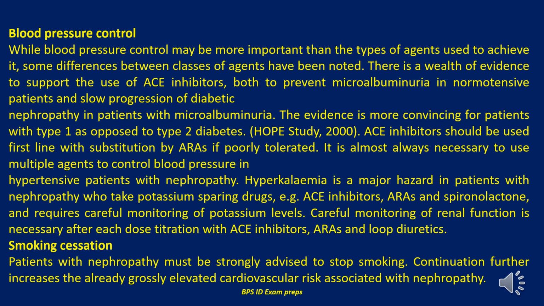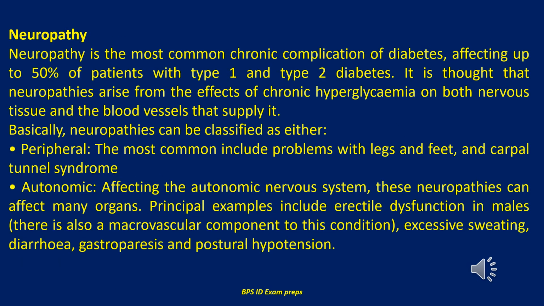Regarding smoking cessation, patients with nephropathy must be strongly advised to stop smoking. Continuation further increases the already grossly elevated cardiovascular risk associated with nephropathy. Regarding neuropathy, neuropathy is the most common chronic complication of diabetes, affecting up to 50% of patients with type 1 and type 2 diabetes. It is thought that neuropathies arise from the effects of chronic hyperglycemia on both nervous tissue and the blood vessels that supply it.